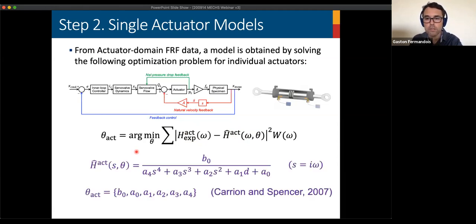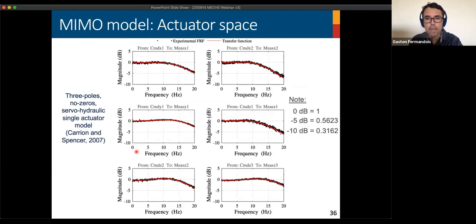In our case, we consider that each actuator has this model order, no zeros on the numerator, and 4 poles in the denominator. And the results are quite good. You can see here that in black dots, we have the experimental FRF data. And after the optimization, we can have the transfer function in red that has a very good fit with the experimental data. So this is our model in actuator space.